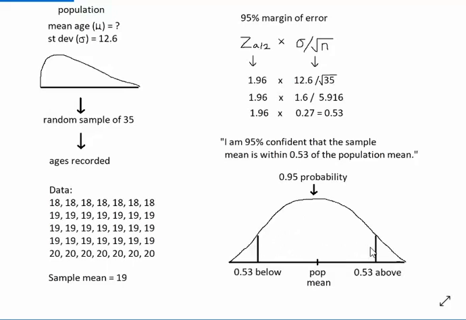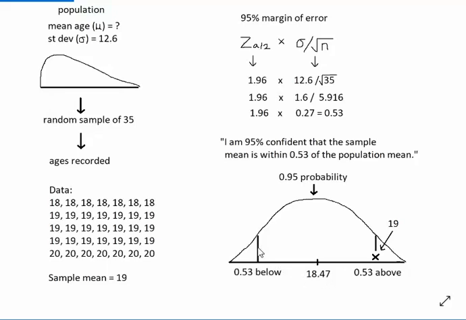Now, what conclusion can we reach about this unknown population mean? Well, we said we're 95% confident that the sample mean is somewhere between these 2 boundary points. Let's try to see what the population mean would equal if the sample mean of 19 is at this boundary right here, at the upper end. If the sample mean of 19 is right here, then the population mean is 0.53 under 19. It would be 18.47.